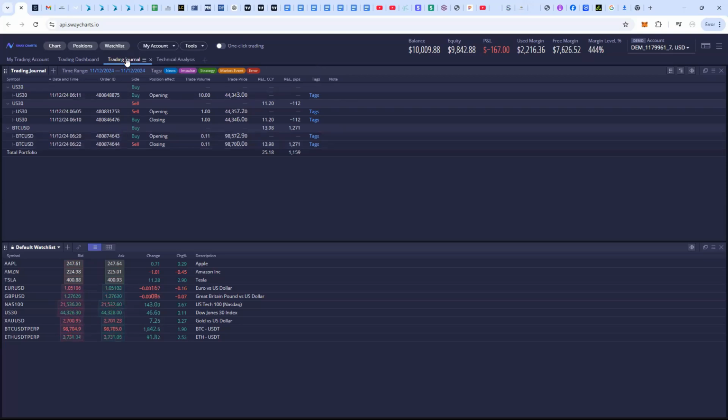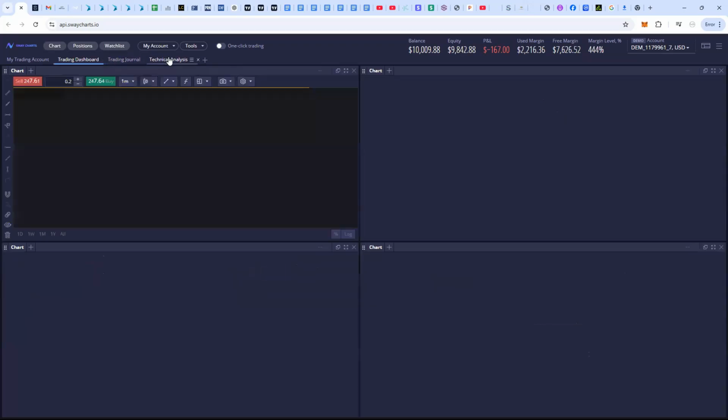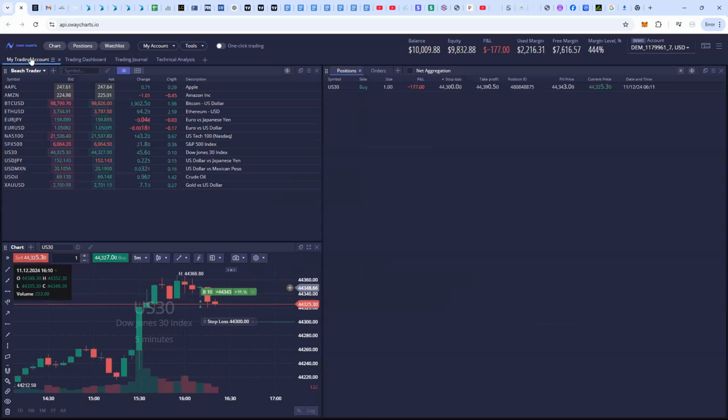Okay, that's our trading journal right here. This is our trading dashboard. It shows us what's going on real easy. This is our technical analysis on the different charts that we could have. Real simple. Here goes my trading account.